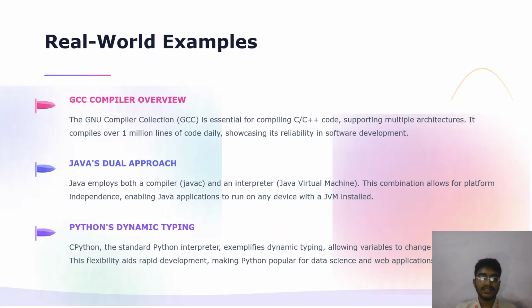Next, real-world examples. Here are some real examples. GCC is a well-known compiler used for C and C++. Java uses both the Java compiler and the JVM interpreter, making Java programs platform independent. Python uses the CPython interpreter, which supports dynamic typing and is widely used in data science.